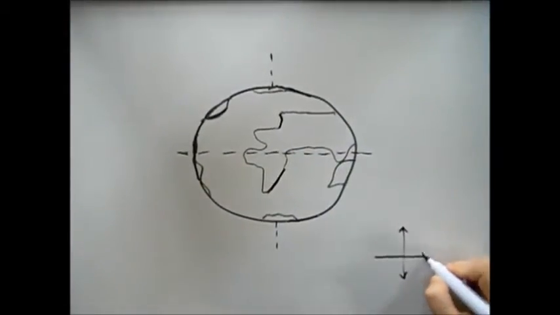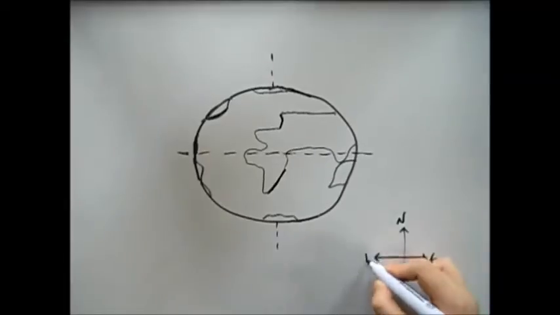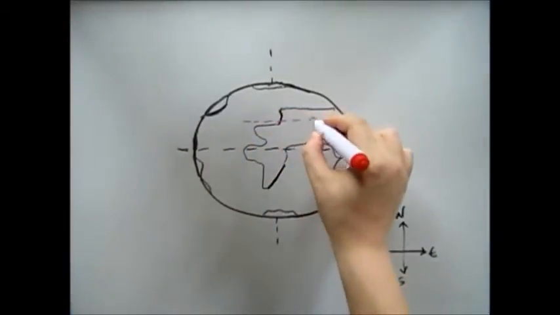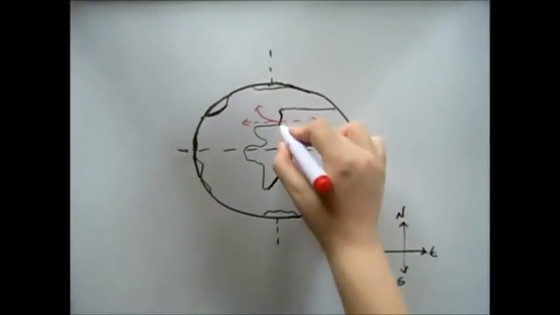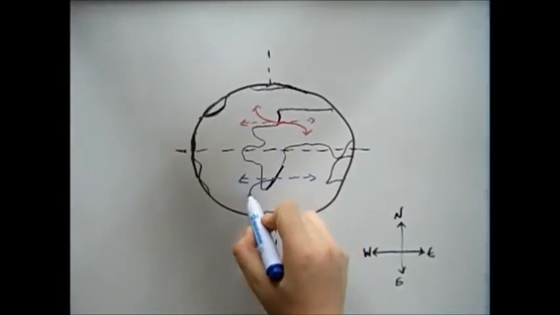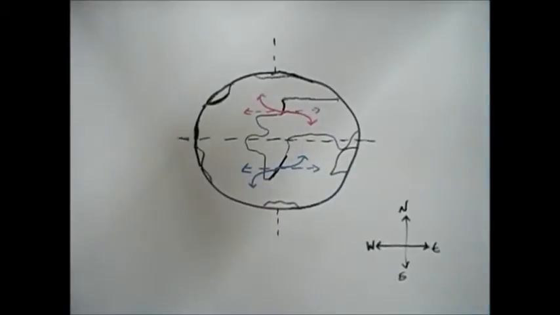Deflection also occurs when an object is moving from east to west in both hemispheres. In the northern hemisphere, a moving object is deflected to the right when thrown east or west. In the southern hemisphere, an object would be deflected to the left.